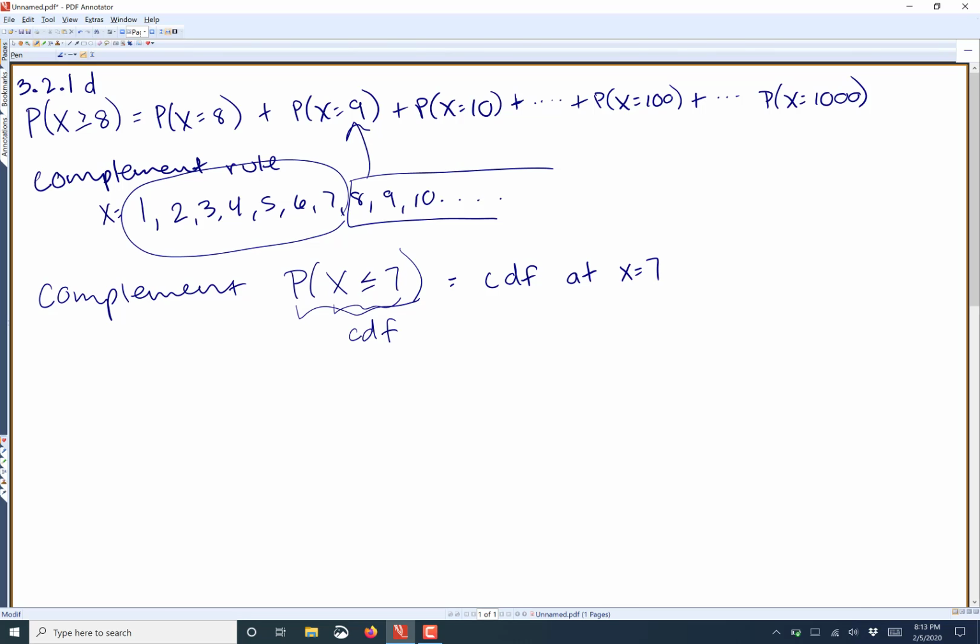And it's a lot easier to plug it into the CDF than it is to find all 7 of those probabilities. So the probability that x is greater than or equal to 8 is going to be equal to 1 minus the probability that x is less than or equal to 7. And again, remember that's just our CDF at x equals 7.